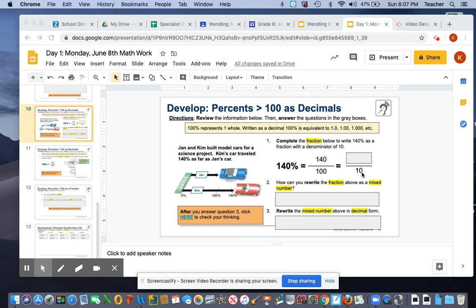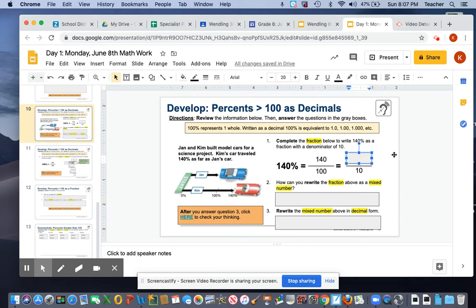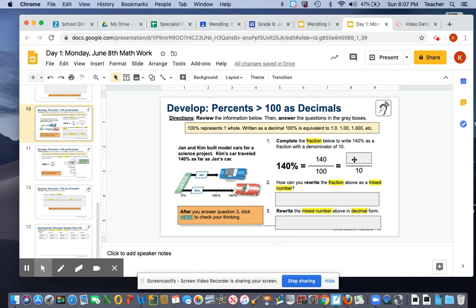Since I divide by 10 on the bottom, I'm going to divide by 10 on the top. 140 divided by 10 gives me 14. So my fraction should be 14 over 10. Now remember, if my numerator is bigger than my denominator, this is an improper fraction. We can't leave it like that. So we want to rewrite this as a mixed number.